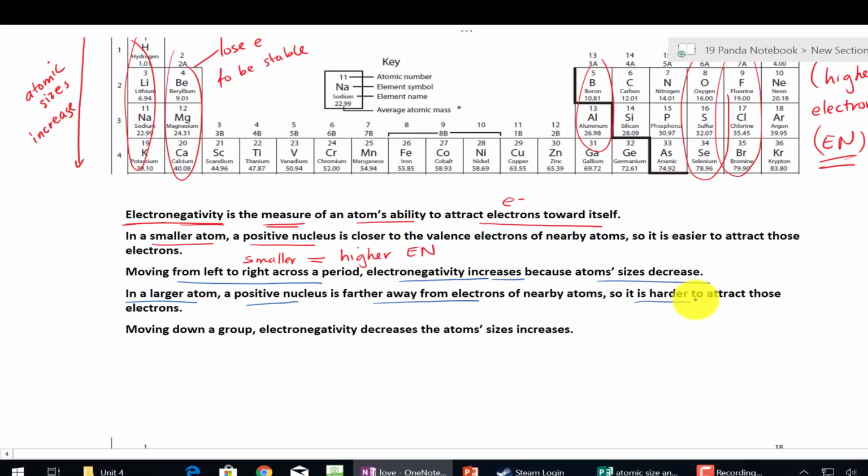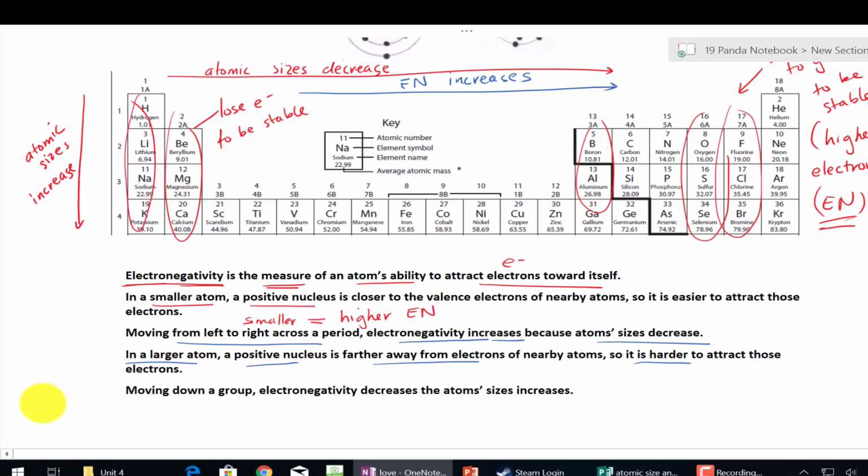So therefore, if we look back here on the periodic table, looking at the trend going down, it has the opposite trend of atomic size, because the atomic size is getting larger. So in this case, EN, which is electronegativity, would decrease. Why? Because the size of an atom actually increases. So keep that in mind.